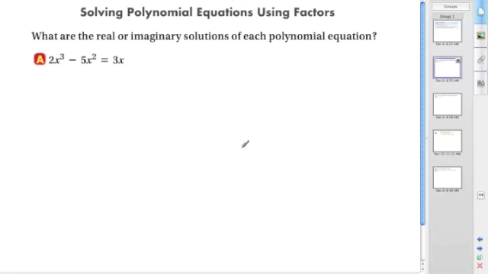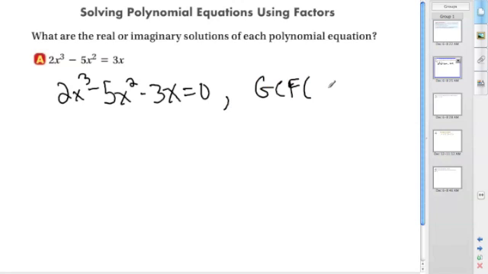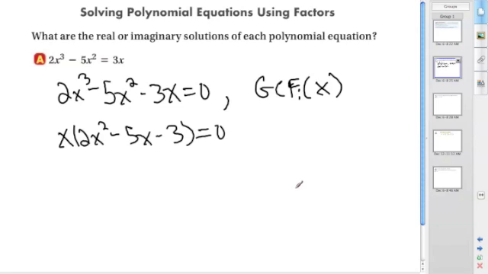We have the polynomial equation we want to solve by factoring or using factors. So first step, we have to set it equal to 0. So we're going to have 2x to the third minus 5x squared minus 3x equal 0. We're going to look for a GCF, which is x. So we have x times 2x squared minus 5x minus 3, all equal to 0. Step 2, we have to set each factor equal to 0. So we're going to set the x equal to 0 and this quadratic, 2x squared minus 5x minus 3, equal to 0 and solve.